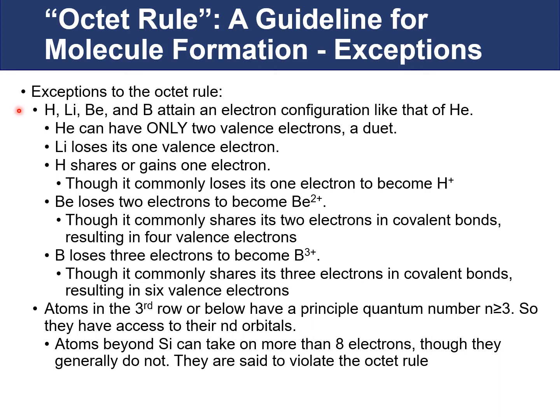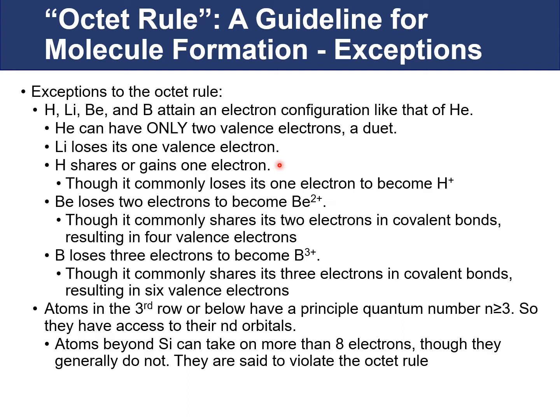When they are trying to get a noble gas-like configuration, the nearest noble gas is helium, and helium can only have 2 electrons. So hydrogen, lithium, beryllium, and boron, when they are bonding with things, tend to try to get a helium-like configuration. Helium, just like hydrogen, can only have 2 valence electrons, which is the duet. So things whose nearest noble gas is helium will follow the duet rule as opposed to the octet. This means that lithium will lose 1 valence electron.